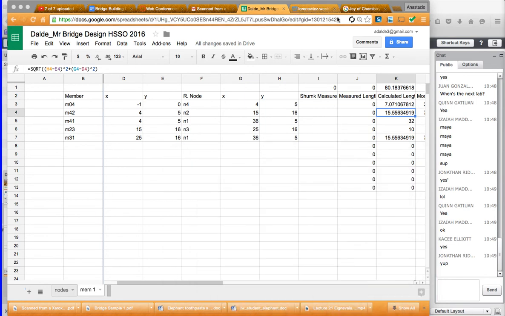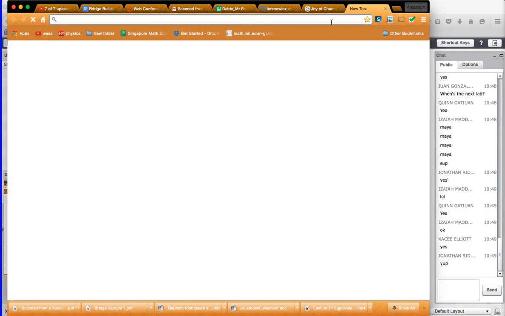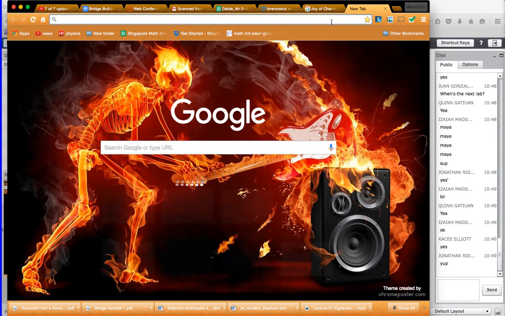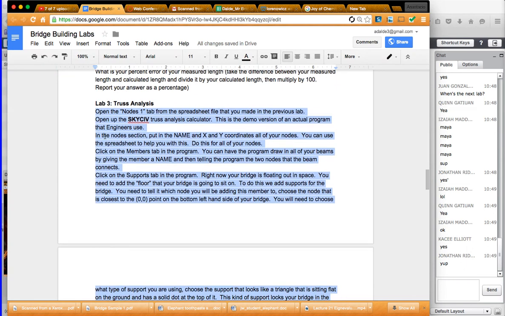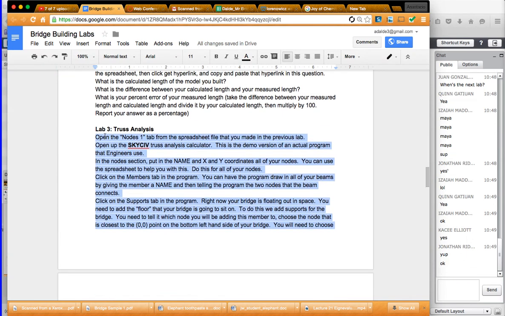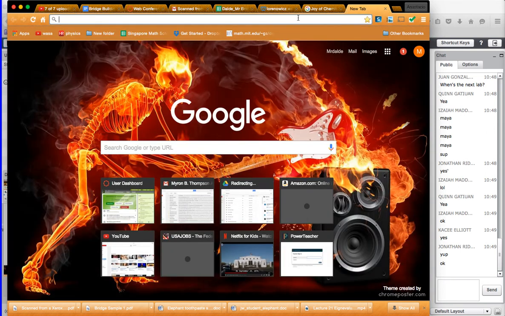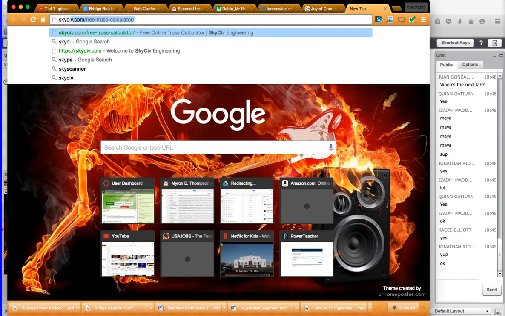I'm going to open up a new tab and go to this place. So here's what lab 3 is. I haven't even posted lab 3 because I haven't finished writing it up, but I have it all over here. All right. Open up the SkyCiv Truss Analysis Calculator. So I'm opening up a new tab, and I'm going to type in SkyCiv, S-K-Y-C-I-V.